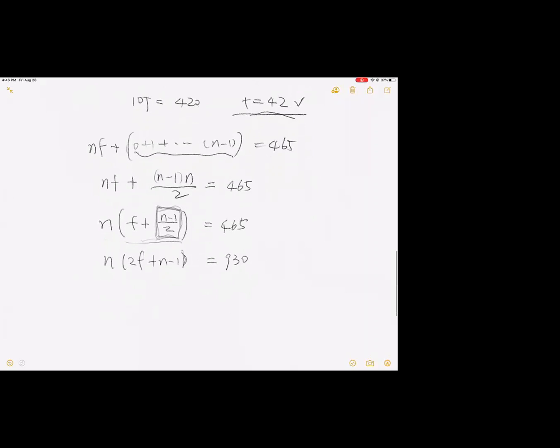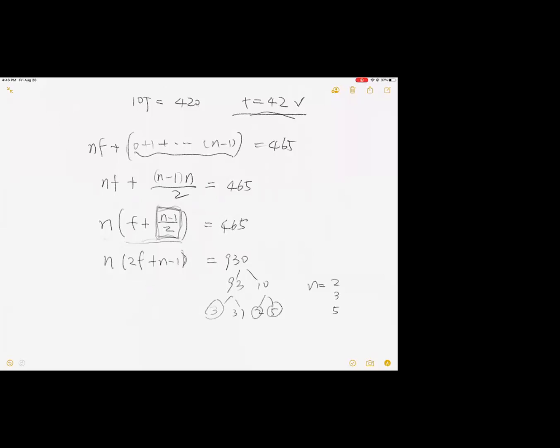Okay. You have to factorize 930. You can factorize 93 as 3 and 31, and 10 as 2 and 5. So n would have to be a multiple of either 2, 3, or 5. You said n has to be 2, 3, or 5.